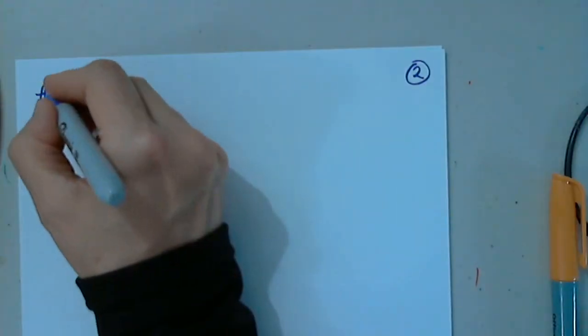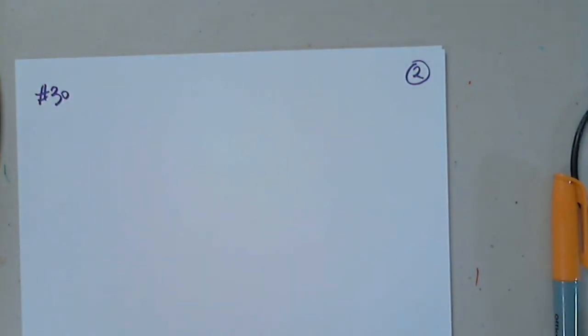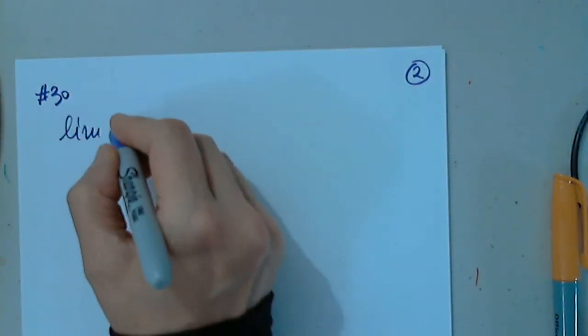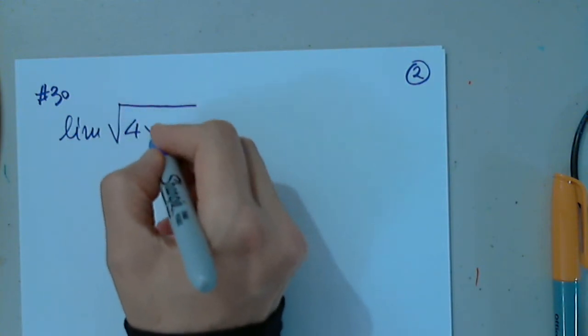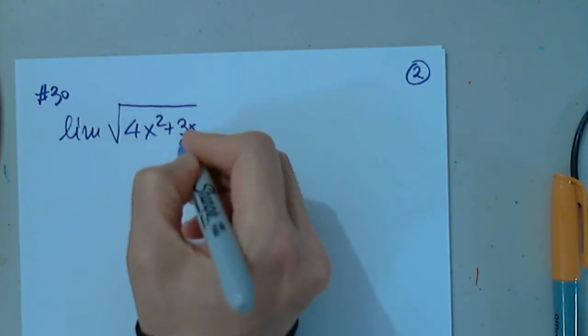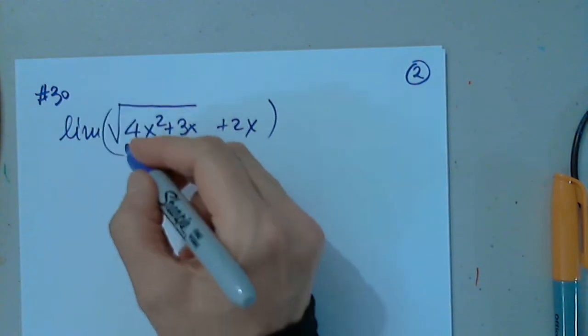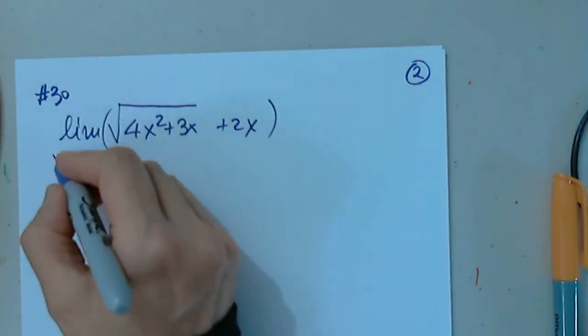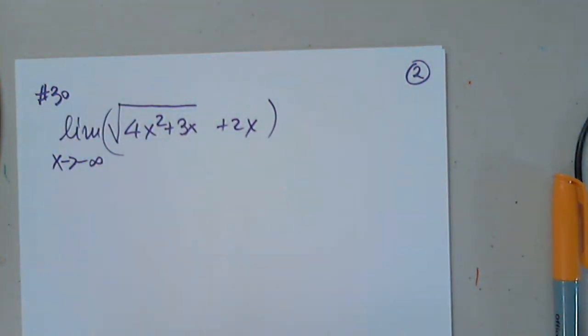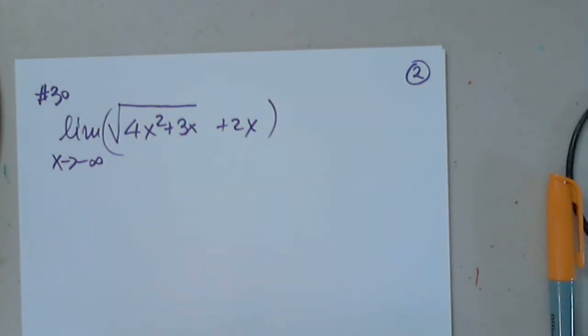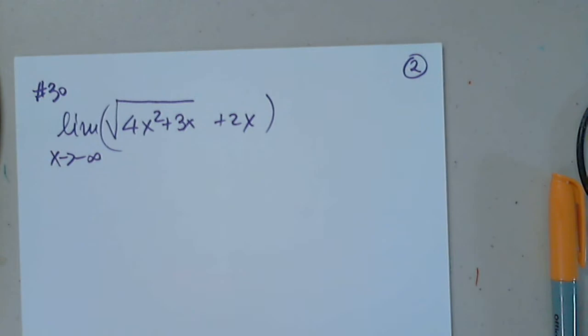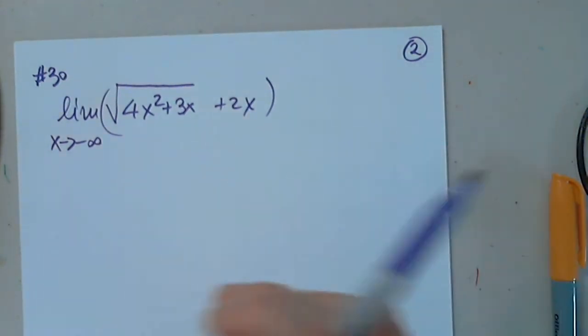So for 30, I'm on page 2. Okay, let me copy it. So this is the limit of the square root of 4x squared plus 3x, plus 2x, and they say x approaches negative infinity. Did I copy the correct one? I think I did. Okay. Perfect.